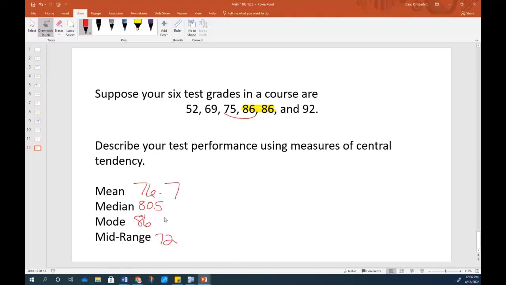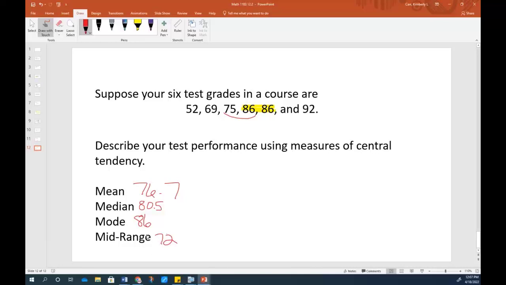Or you could say, well, my median score is an 80.5, which actually just tells them there's some below and some above that, the equal numbers, but that sounds like you've got a solid B, B minus. Or you could say, well, I've made an 86 more than I've made anything else. So that's sounding really good. Or you could say, well, a 72 would probably hit right in the middle of all of my scores. So you can see you can really adjust how that sounds by what measure of central tendency you report.